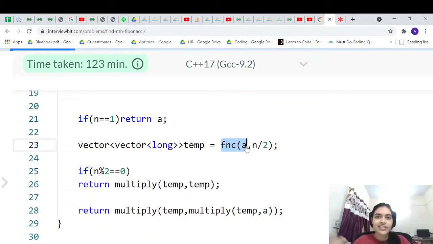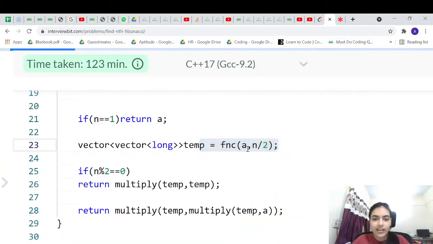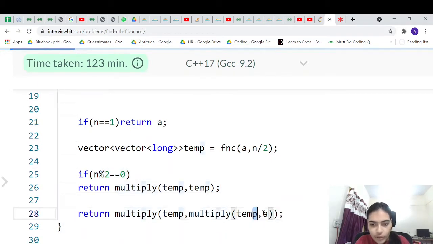As we discussed in the other solution, the same code and same logic I'm using here. Taking A, finding recursively, using the divide and conquer method, the answer for n by 2, and storing that answer. If it is even, taking that answer, multiplying it and returning it, just multiplying the matrices. If it is odd, you also have to multiply the matrix again, taking temp and then multiplying temp by A again.